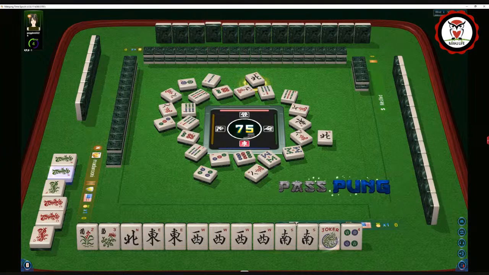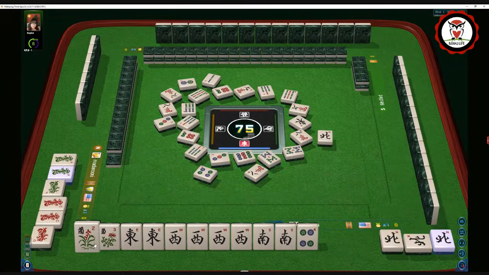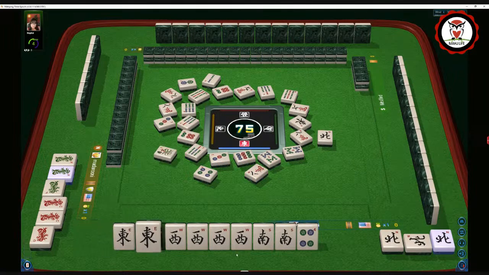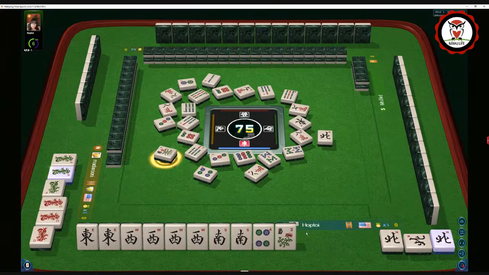There's a hesitation there. Let's see, flowers, Pung. Let's go ahead and Pung, because I have a very hard time getting flowers. I don't know why. Flower. We're going to throw the flower. We're switching to that first hand on the right.